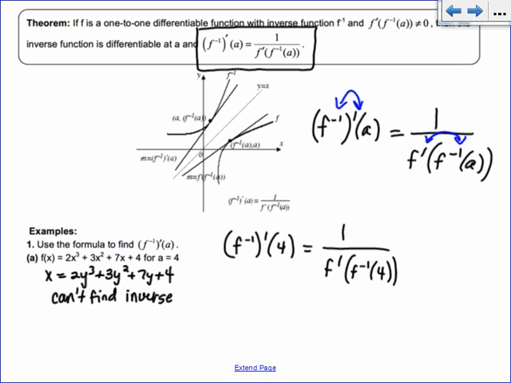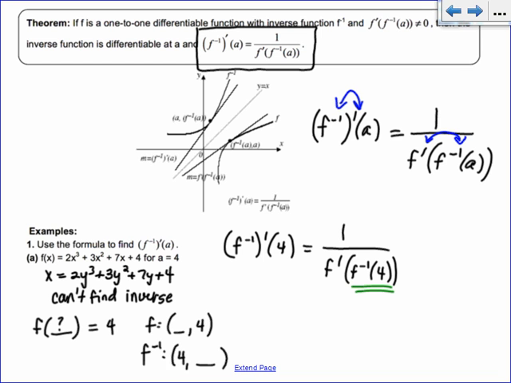And when it does show up on the AP test, it's always super simple to find the inverse part, this f inverse of 4. What we're saying is, on our original function for f of x, we can plug in something and get 4 out. Because for the f function, we want to be able to plug in a number and get 4 out. So on the inverse, we want to be able to plug in 4 and get that number out. Does that make sense?